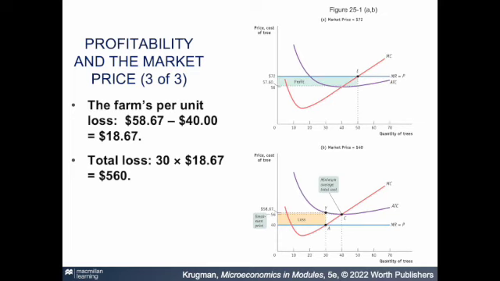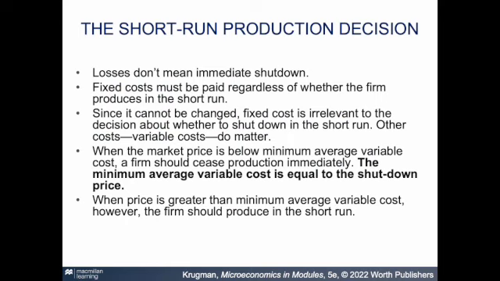9. The short-run production decision. Losses don't mean immediate shutdown. Fixed costs must be paid regardless of whether the firm produces in the short run. Since it cannot be changed, fixed cost is irrelevant to the decision about whether to shut down in the short run. Other costs, variable costs, do matter. When the market price is below minimum average variable cost, a firm should cease production immediately. The minimum average variable cost is equal to the shutdown price. When price is greater than minimum average variable cost, however, the firm should produce in the short run.